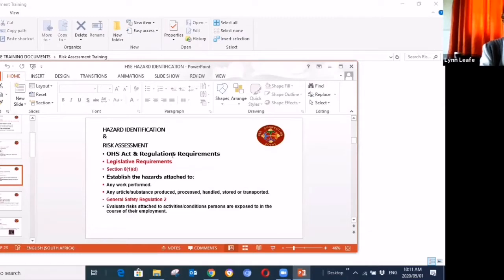The OSH Act and Regulations requirement, legislative requirements, Section 8(1)(d): establish the hazards attached to any work performed, any article, substance produced, processed, handled, stored, or transported. General regulations, safety: evaluate risks attached to activities, conditions, persons are exposed to in the course of their employment.